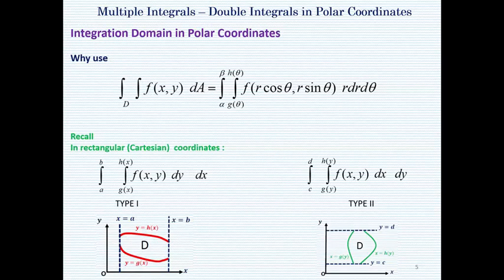When given a new formula, the natural question to ask is, why would you need such a formula? We recall in the rectangular setting, these are formulas we already know. If a region is of type 1, the double integral is given by this formula. If it's of type 2, we have a corresponding formula for the double integral.